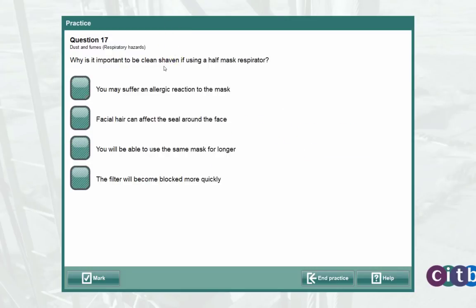Why is it important to be clean-shaven if using a half-mask respirator? You may suffer an allergic reaction to the mask. Facial hair can affect the seal around the face. You will be able to use the same mask for longer. The filter will become blocked more quickly.